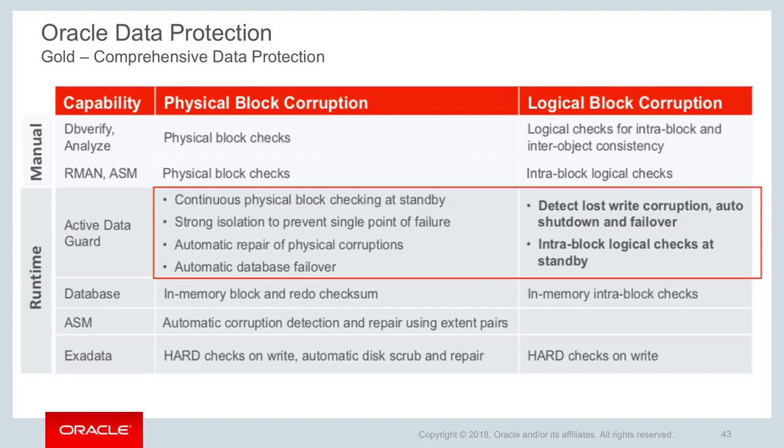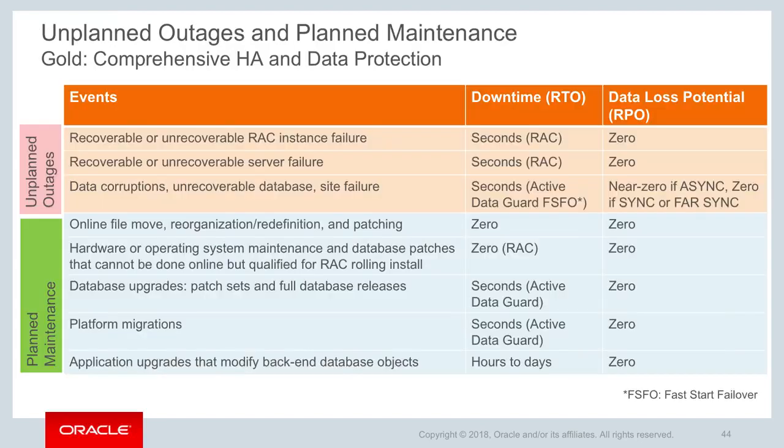This slide shows you the capabilities provided by the gold maximum availability architecture deployment method. And finally, when you deploy the gold maximum availability architecture for your databases, it provides you comprehensive high availability and data protection. And as you can see from the capabilities listed here, a majority of these tasks can be done with zero downtime and with zero data loss.